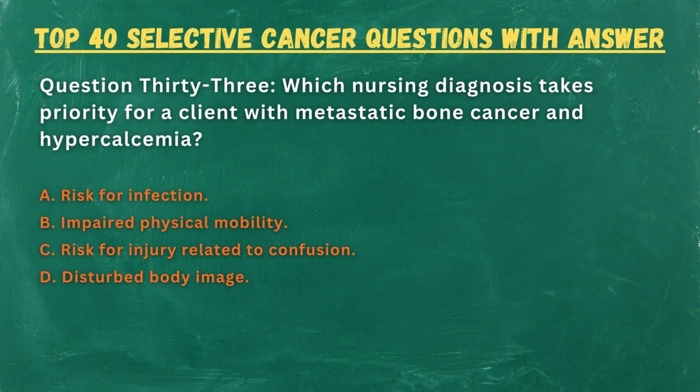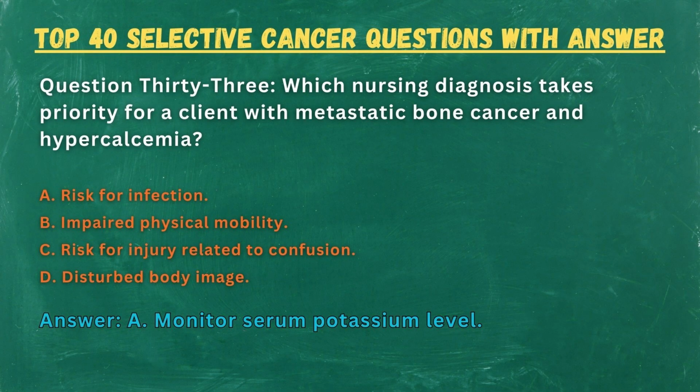Question 33. Which nursing diagnosis takes priority for a client with metastatic bone cancer and hypercalcemia? A. Risk for infection. B. Impaired physical mobility. C. Risk for injury related to confusion. D. Disturbed body image. Answer: C. Risk for injury related to confusion.